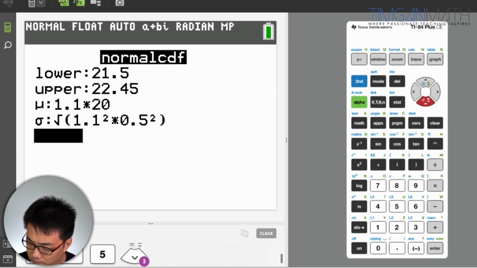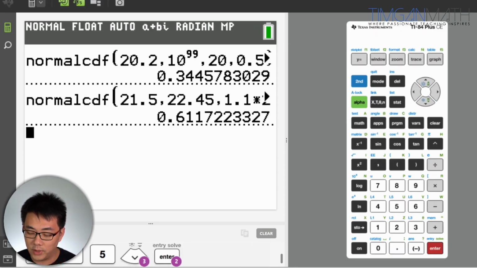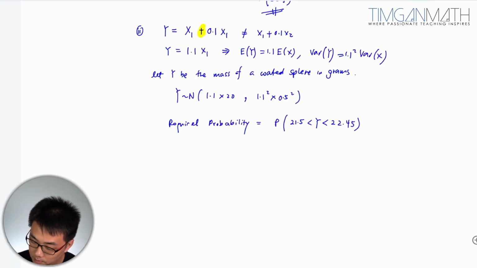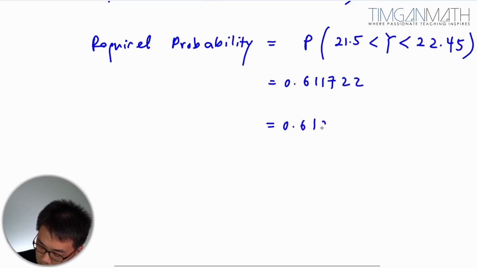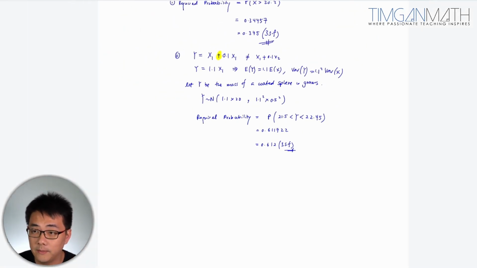Alright, so just key in the calculator. That will be 0.611722, then that will be 0.612 to 3 significant figures. Okay, so that's about it.